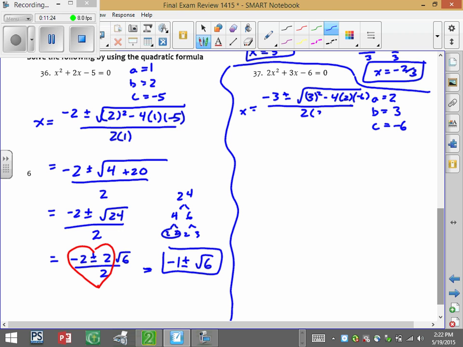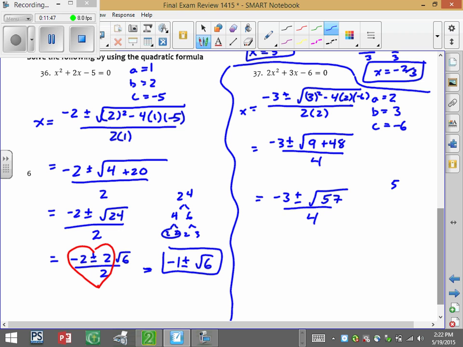over 2a. So here we go, negative 3 plus or minus. So we end up with 9. 4 times 2 is 8 times negative 6 is negative 48, so that turns into plus 48 over 4. Negative 3 plus or minus, maybe the square root of 57 over 4.